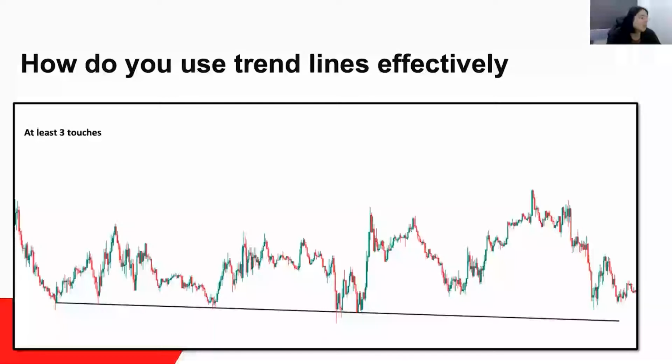So a trend line, at a minimum, needs 3 touches. So 1, 2, 3, 4, 5, 6. 6 touches in this example. But at a minimum, when you are plotting your trend line, it needs to have at least 3 touches. If it's less than 3 touches, it is not a valid trend line, and you should not be using that as a guide or a reference. At a minimum, it should be at least 3 touches.